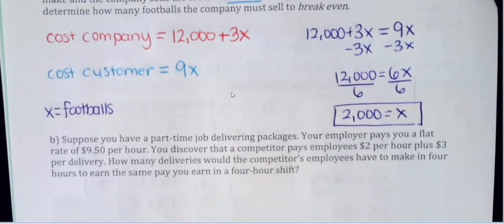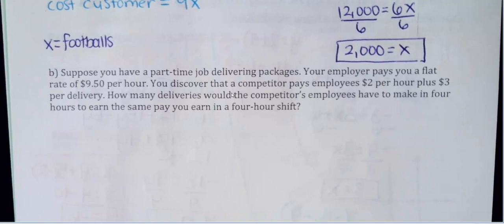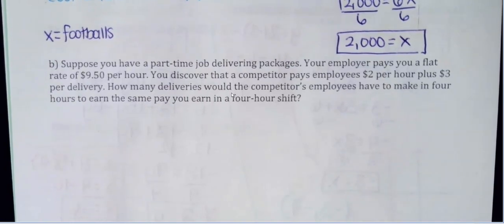Okay. Now, this one's a little bit weird. And I'm going to grab my calculator for this one real quick because I'm going to multiply by something. But it says you have a part-time job delivering packages, and your employer pays you a flat rate. They just pay you $9.50 per hour. You discover a competitor pays employees $2 per hour, which obviously is way less, but they pay them $3 for every delivery. And it says how many deliveries would the competitor's employee have to make in 4 hours to earn the same pay as you earn in a 4-hour shift?